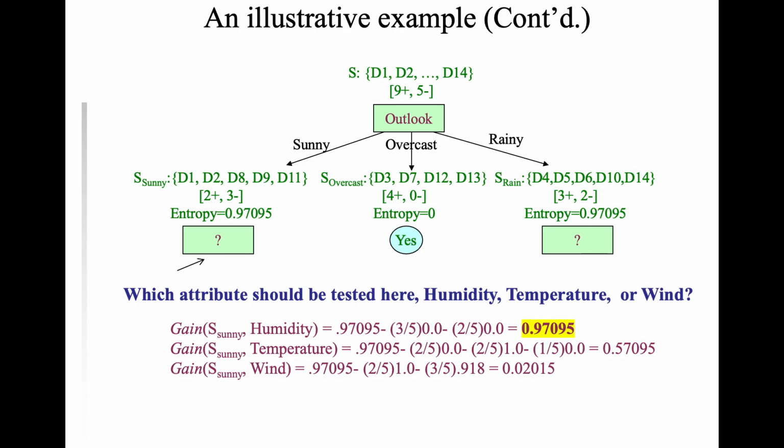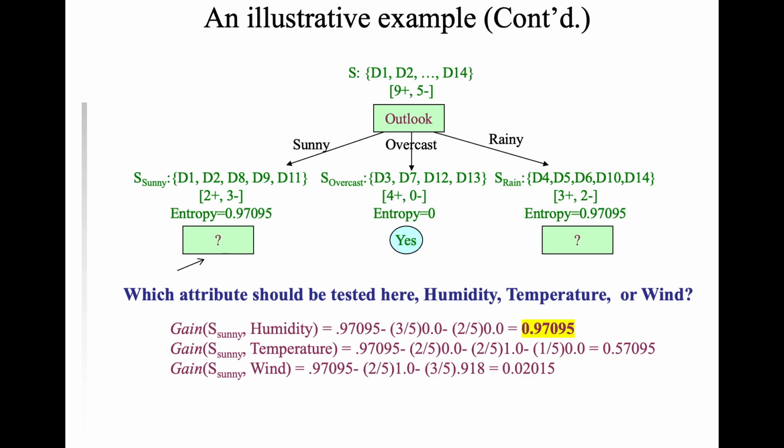Because in order to find the information gain of S sunny with respect to the attribute humidity, you need to find these entropies, right? One of them is the entropy of S sunny humidity high. The other one is the entropy of S sunny and humidity normal, sorry. So what is the entropy? When you want to find the entropy, you have to check how many instances you have in each class, right? So what is the entropy of S sunny and humidity high?